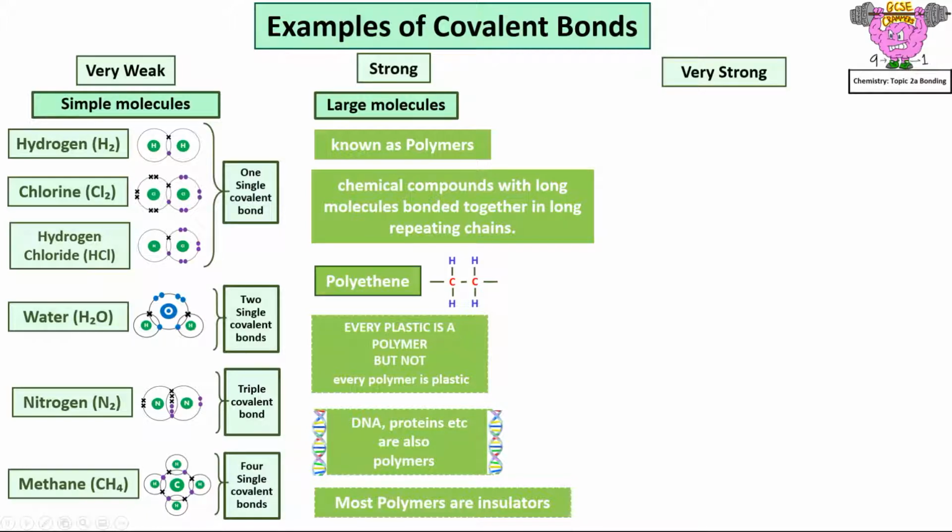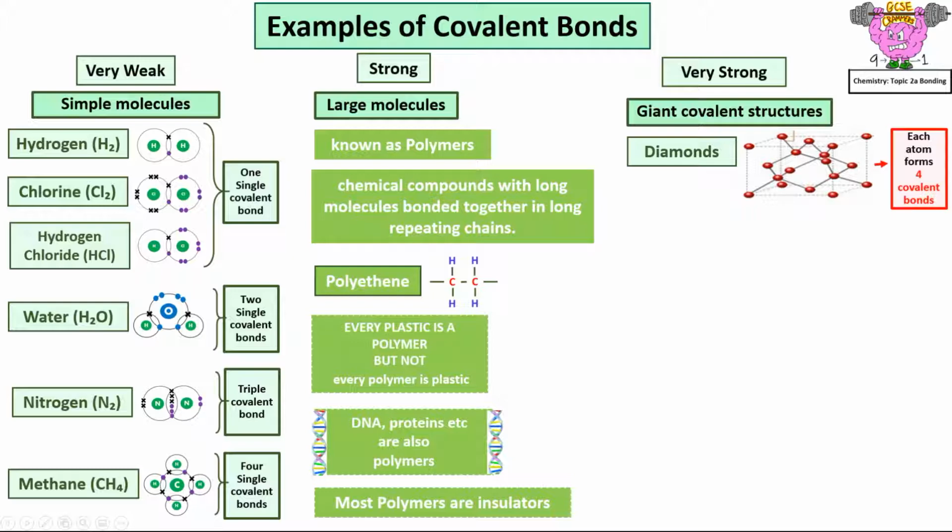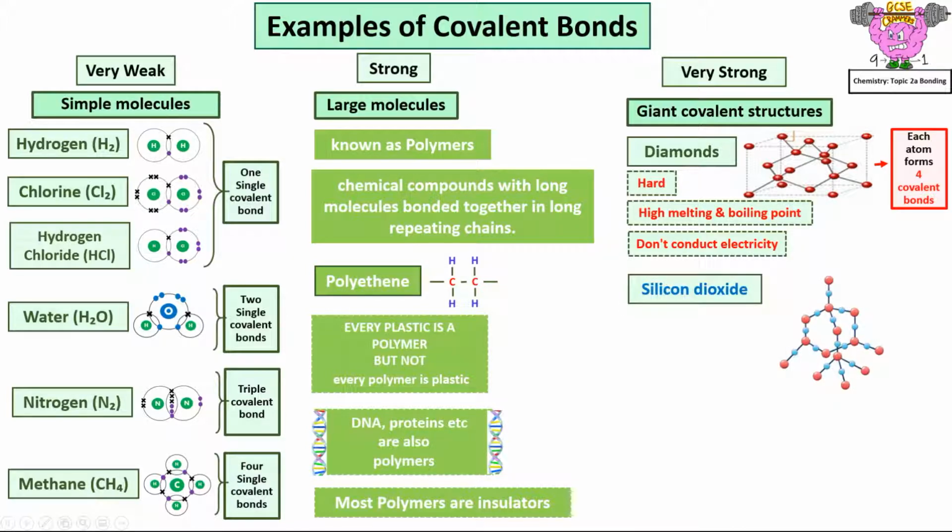Very strong covalent bonds are made up of giant covalent structures, for example diamond, and each atom forms 4 covalent bonds. Diamonds are hard, they have high melting and boiling points, and diamonds don't conduct electricity because they don't have any delocalized electrons.